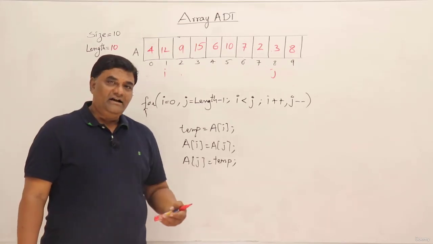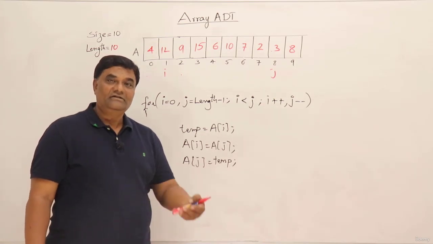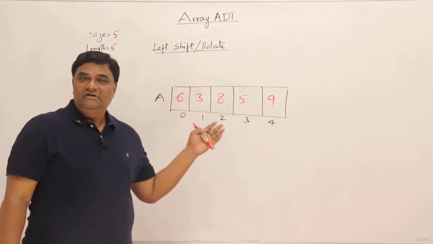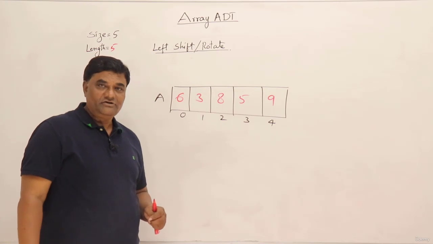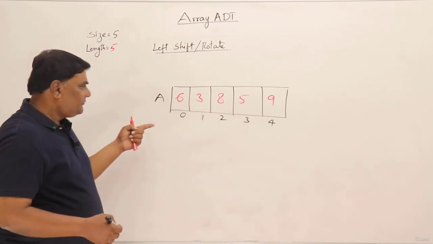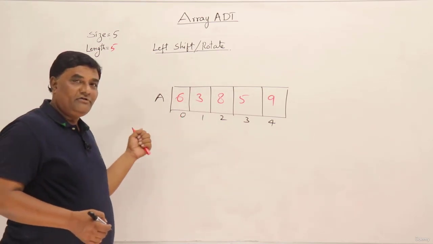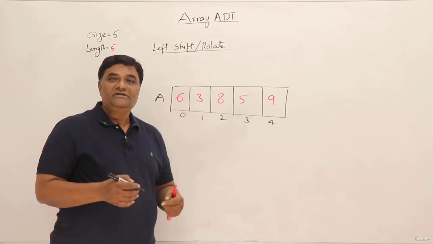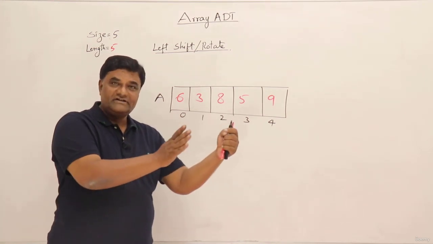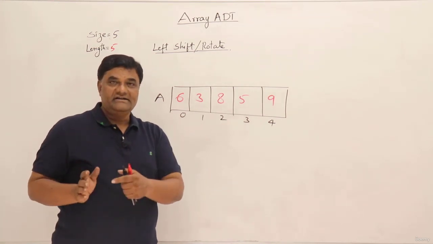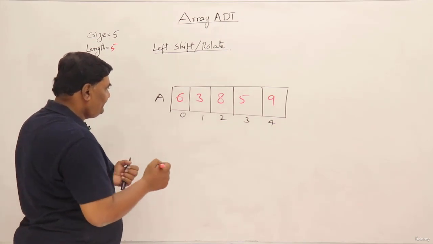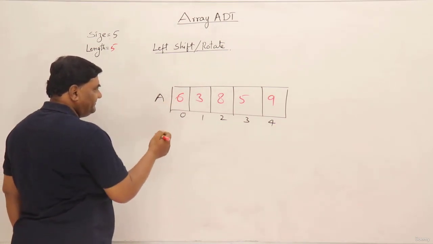Now next, let us look at left shift and then left rotation. Let us look at the left shift operation. I have taken a small array of size 5 and I have 5 elements in it. Now what does it mean by left shift? We want to shift all the elements to the left-hand side. Let us see. From which element should we start? From the first element.